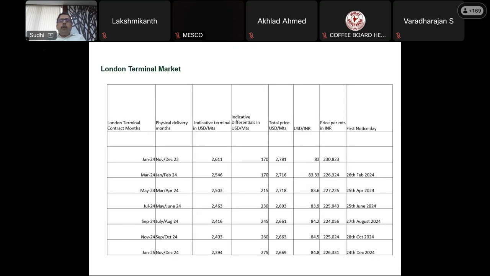So we spoke about the London market, and one more aspect of the London market: the price is quoted in USD per metric ton. The lot size in the London market is 10 metric tons per lot, and these are all traded in USD per metric ton.